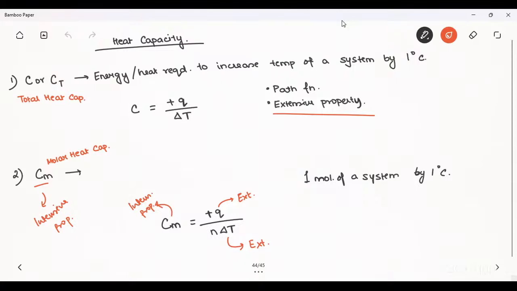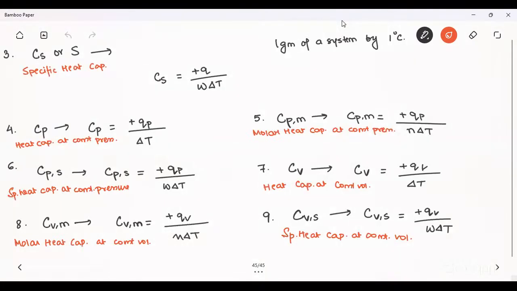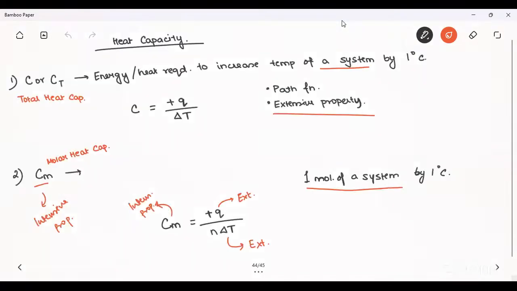Up to this clear? So total heat capacity is required to increase the temperature of a system. Same thing, temperature of 1 mole of a system. Same thing, temperature of 1 gram of a system by 1 degree Celsius. And these are all the formulas. So up to this, it is clear.